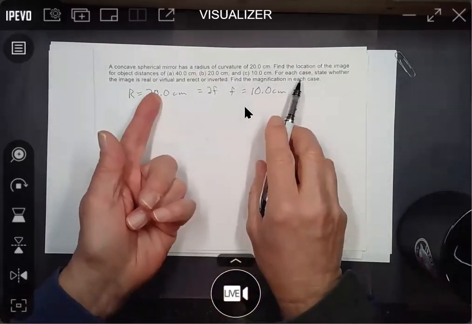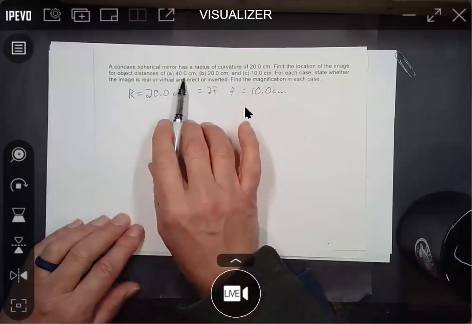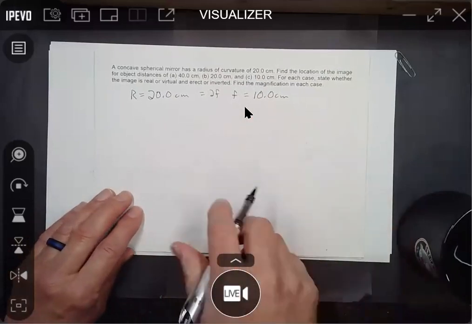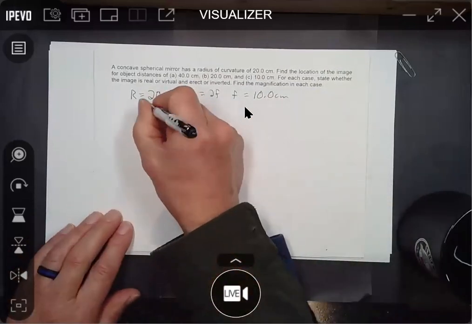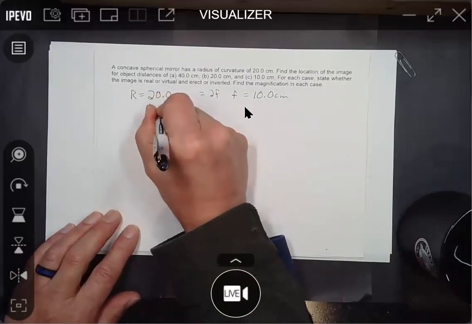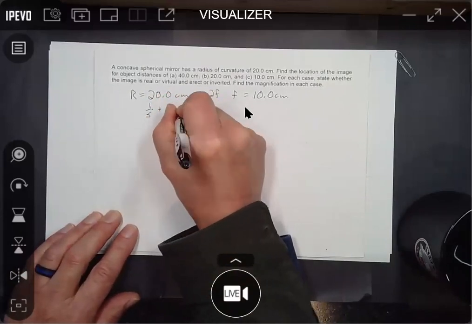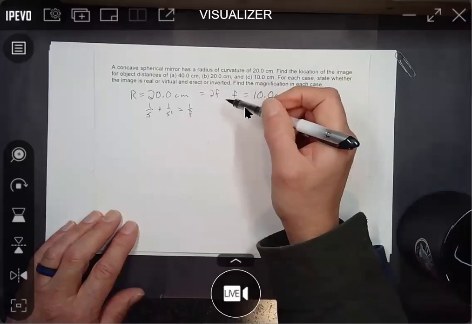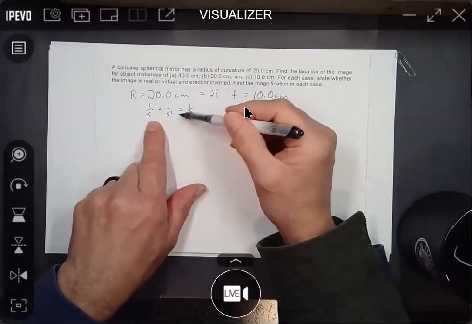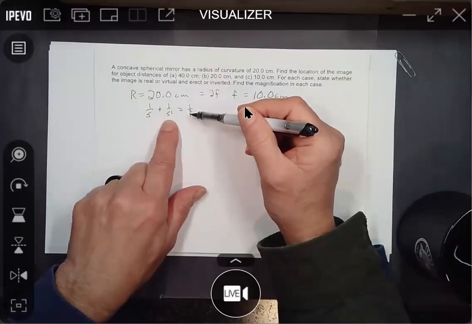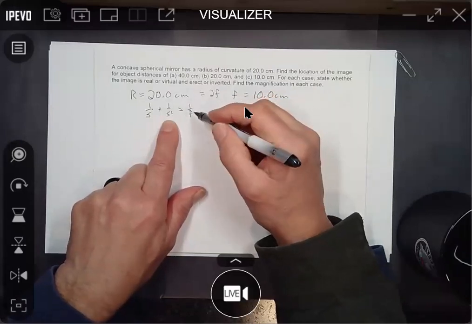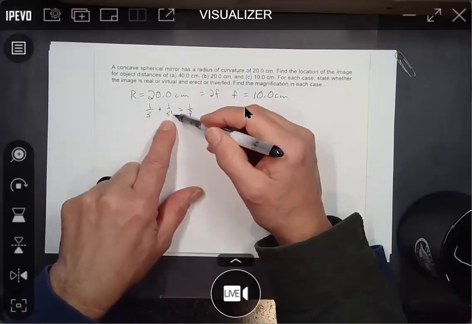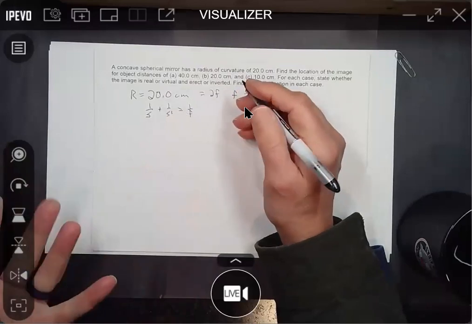Oh, and I'm supposed to find the location of the image for object distances of 40 centimeters, 20 centimeters, and 10 centimeters. Well, sounds like I'm going to have to use this equation 3 times. 1 over S plus 1 over S prime equals 1 over F, or I could say it's equal to 2 over R. But this is kind of a pain in the neck to have to solve this thing 3 times. However, I can simplify it. If I solve this algebraically once for S prime, I can use that equation again and again. And I'll show you this.